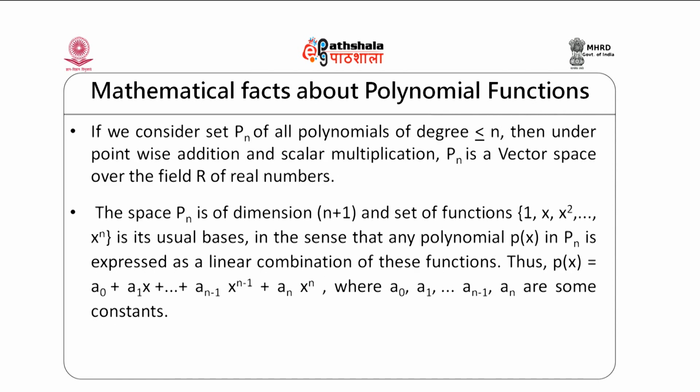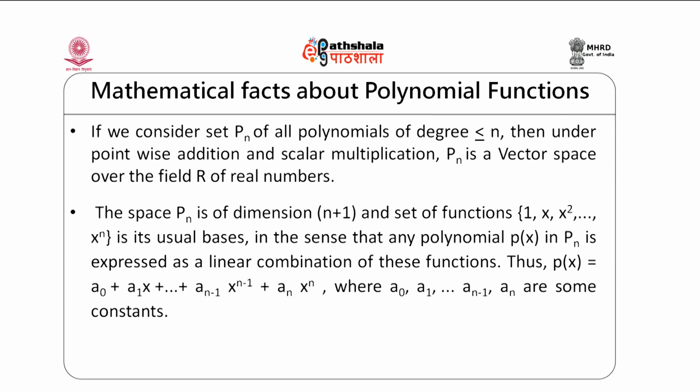Mathematical facts about polynomial functions we are continuing further. So, if we consider the set P_n of all polynomials of degree less than or equal to n, now we are putting an algebraic structure on that. Under pointwise addition and scalar multiplication, P_n is a vector space over the field of real numbers, because all coefficients are real. So, if we add two polynomial functions point by point, that is the pointwise addition we are considering, and scalar multiplication means you take any constant alpha times the polynomial p(x).